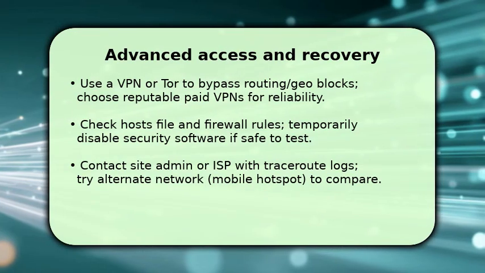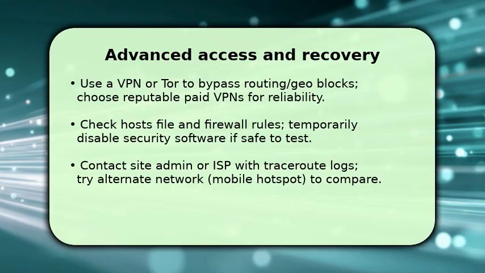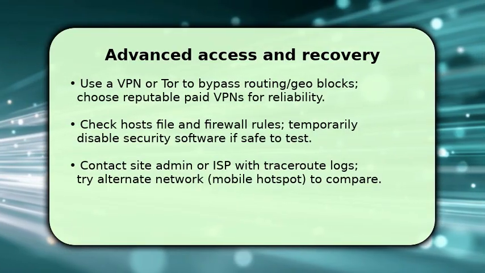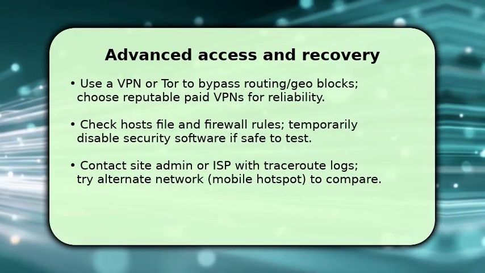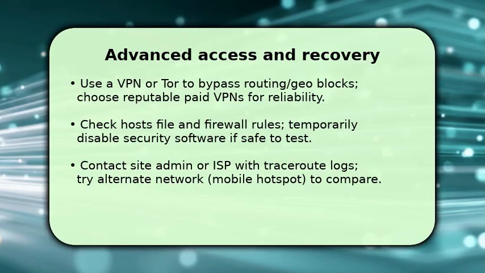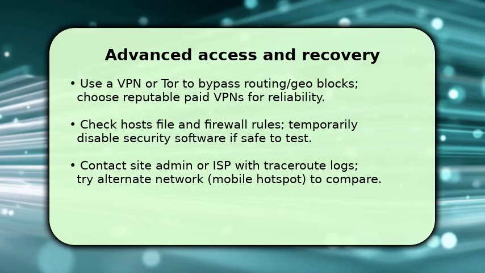Finally, use advanced bypass and escalation steps to regain access. Try a reputable VPN or Tor to circumvent routing, geo, or ISP blocks. This tests whether the restriction is network level. Inspect your hosts file and firewall rules and cautiously disable security software just for testing, then re-enable.